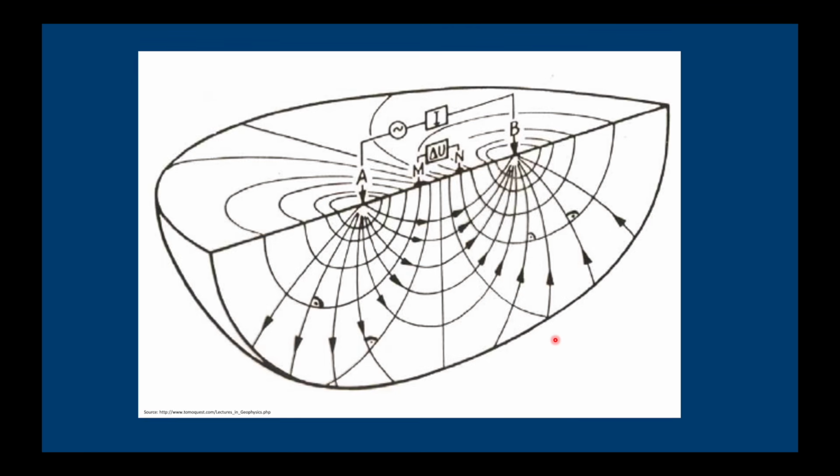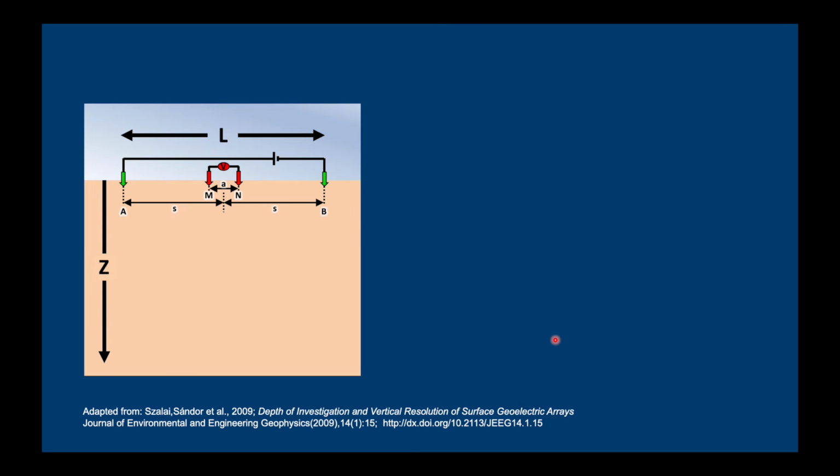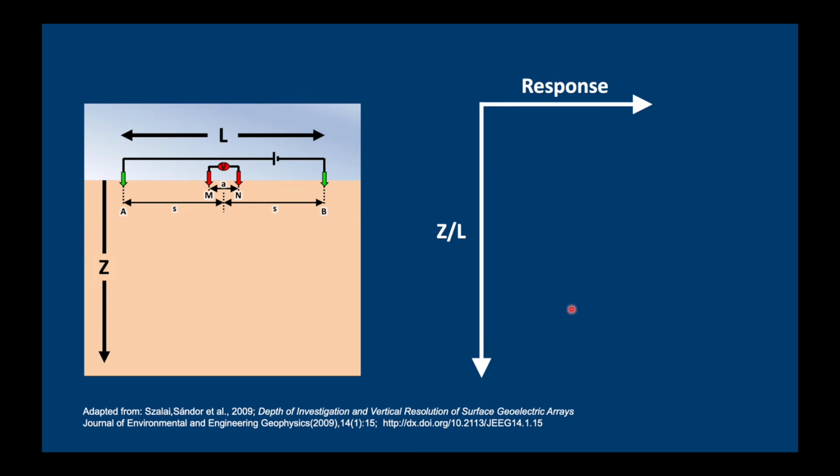The depth of investigation is difficult to define, as it depends on how the currents propagate in the subsurface. Let's say that we have a VES with an AB spacing of L, and Z is a depth below the sounding. If we plot Z over L against the response, you can see the relative contribution to a VES measurement from the different depths. Note that the measurement that we make is the total area under this curve.